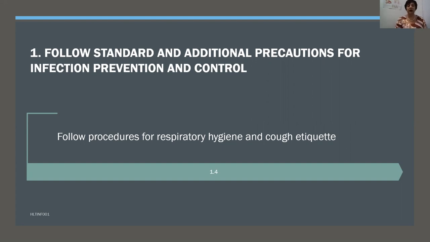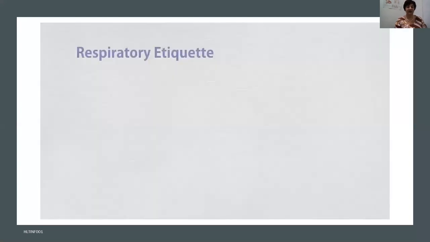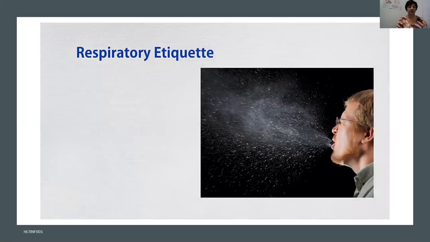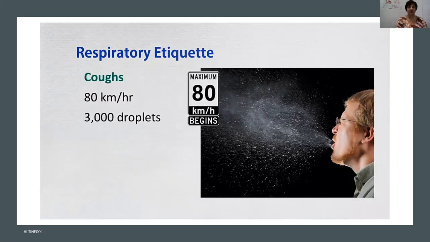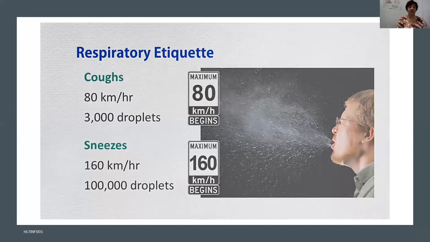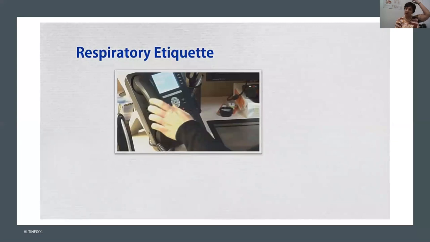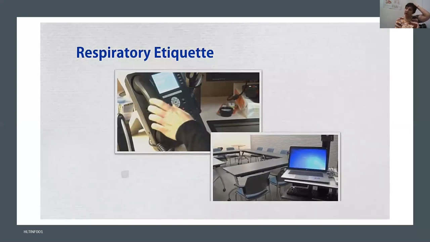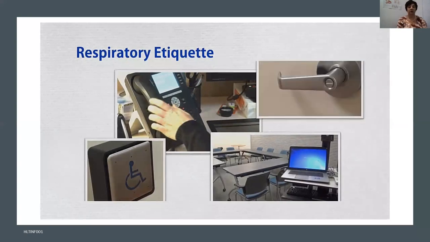Just on cough etiquette, and I think we've seen this on the TV lately anyways. According to the American Lung Association, sneezes and coughs are effective ways to get rid of foreign invaders in our bodies, like germs and pollen, but they can also spread infections when not covered up. Did you know that a cough can travel as fast as 80 kilometers per hour and expels almost 3,000 droplets? A sneeze can travel up to 160 kilometers per hour and create upwards of 100,000 droplets. Respiratory etiquette goes a long way to prevent illness from spreading through direct and indirect contact from droplets on surfaces, through the air, and cross-contamination with food or water.